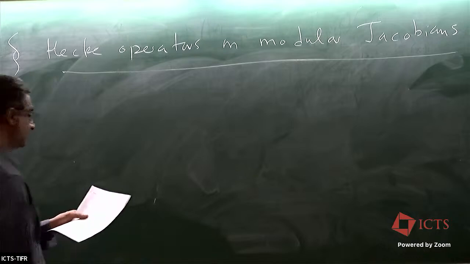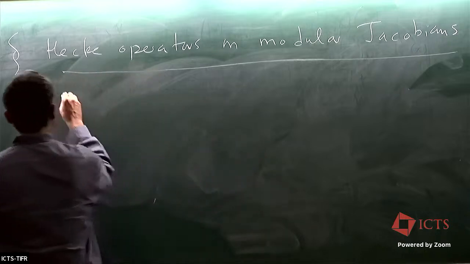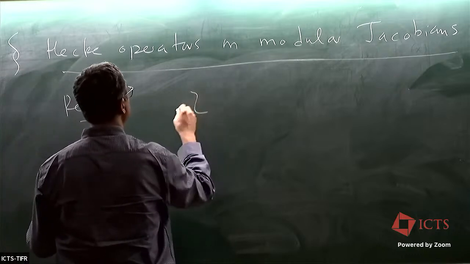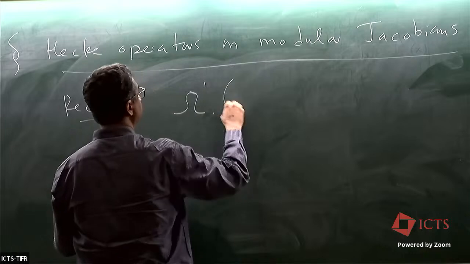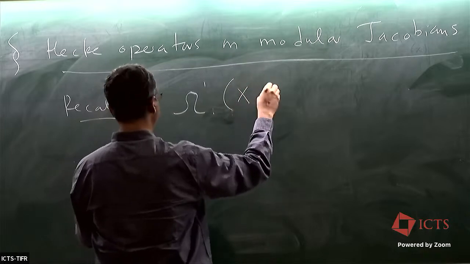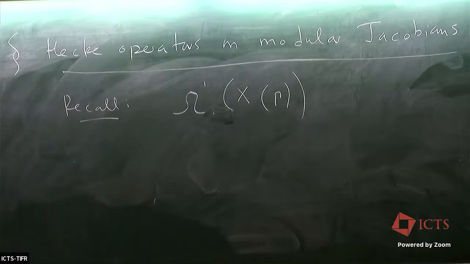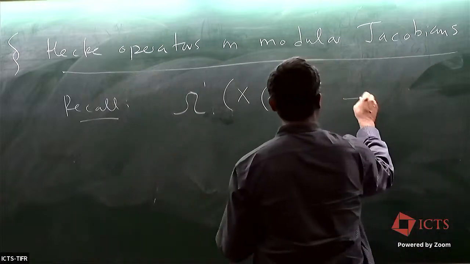Okay, so let's recall some things again. Recall that Omega 1, the holomorphic differentials on X of Gamma. I'm going to use some obvious notation now and not write Gamma as a congruent subgroup each time. It is isomorphic to S2 of Gamma.